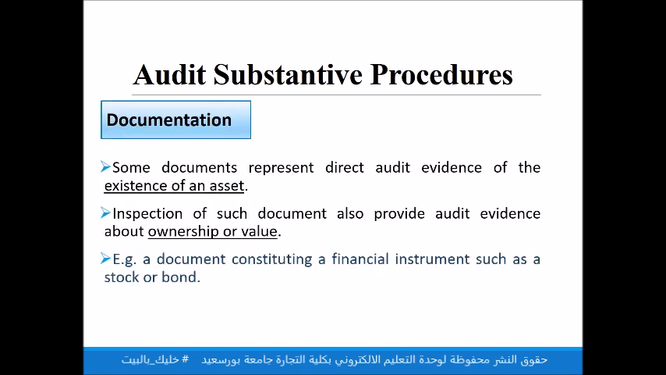Some documents, such as stock or bond documents and other financial instruments, represent direct evidence of the existence of an asset. In other words, they provide support to the existence assertion. An inspection of such a document also provides audit evidence about ownership or value. In other words, they provide support to the valuation and rights and obligations balance related assertions.